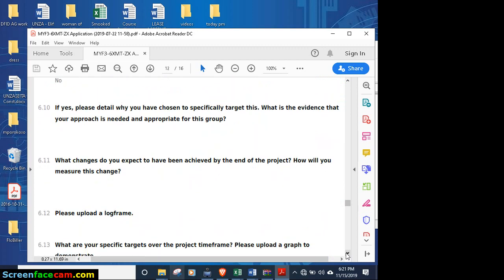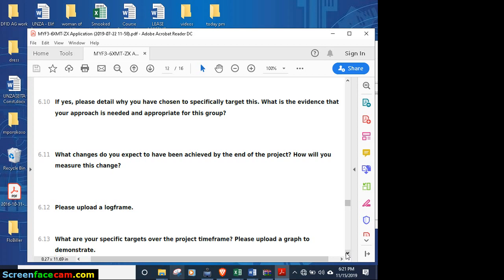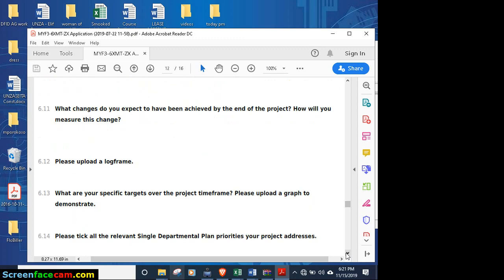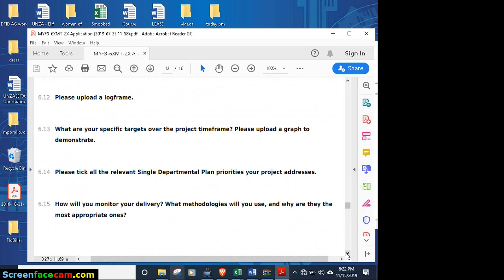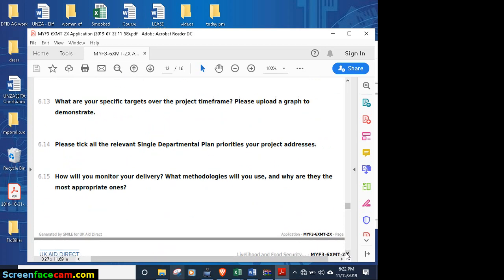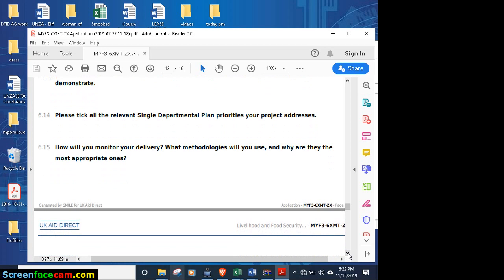So what changes do you expect to have achieved by the end of your project, and how will you measure these changes? So this comes into the M&E part, and they say please upload a log frame. So that log frame I showed you, that's the different log frame that we had to attach for this application. Okay? What are your specific targets over the project time frame? Please upload a graph to demonstrate. This one is very annoying. Apart from a logical framework, they even wanted a, what do you call this, graphs.